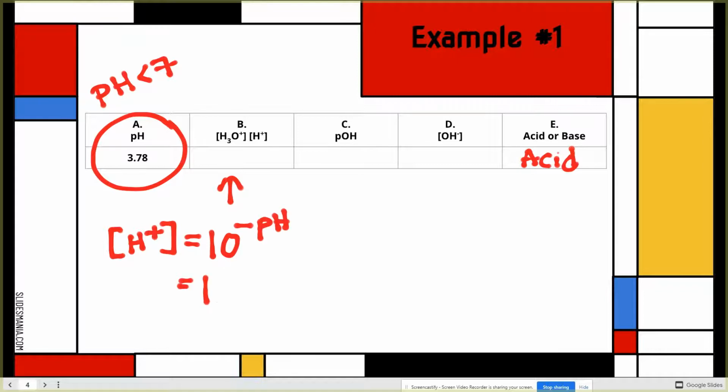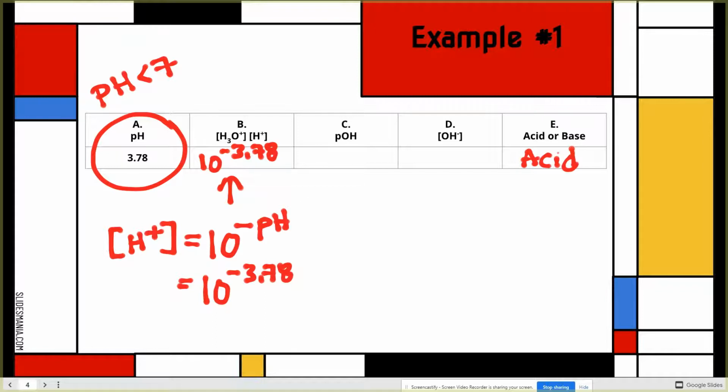And this becomes now 10 to the negative 3.78. If you want, you can put this in the calculator, but you can just leave it like that. So this is 10 to the negative 3.78. See it? Now we should be able to get our pOH.